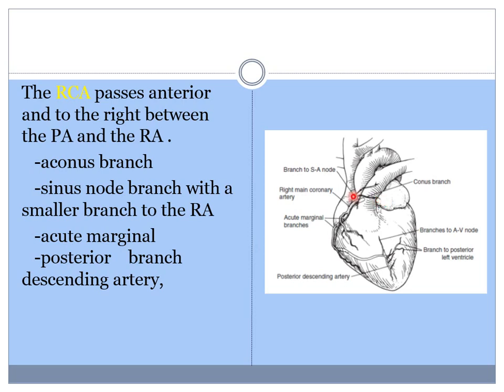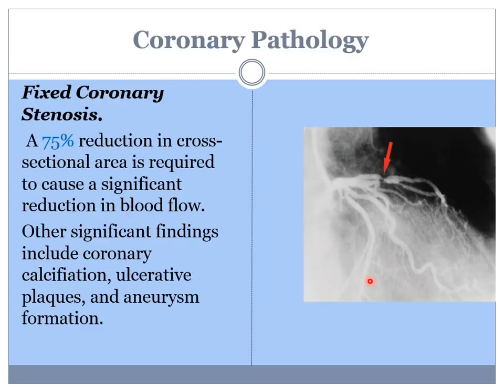Right coronary artery passes anterior and to right between pulmonary artery and right atrium. Its first branch is conus branch, which goes to pulmonary trunk. Then we have a branch to SA node, and we have acute marginal branch, and lastly posterior descending artery that goes to posterior and inferior surface of the heart.